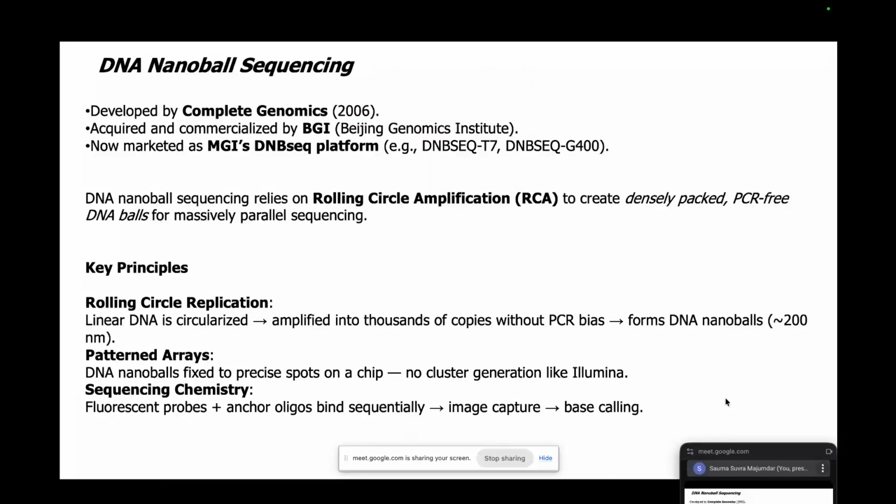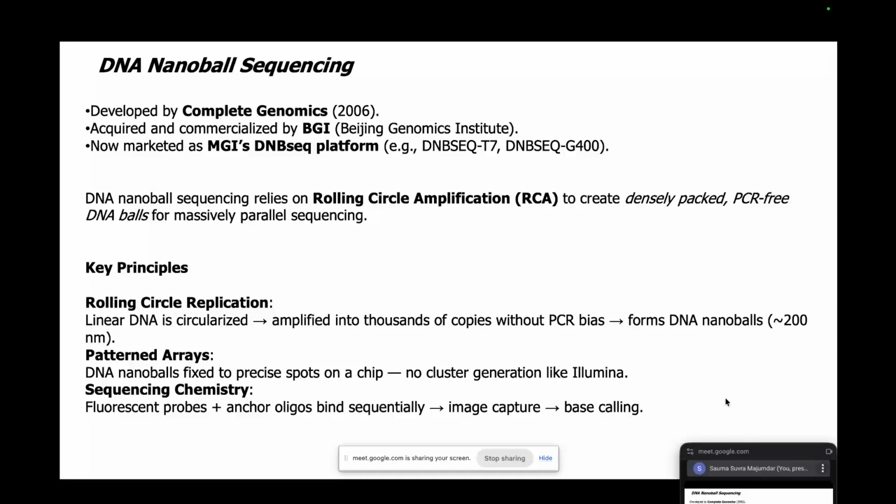So first, we'll be talking about DNA nanoball sequencing. This is a technology developed early in 2006, by a company called Complete Genomics. Currently, I think it is owned by Beijing Genomics Institute, and it is commercialized by MGI's DNB-seq platform.